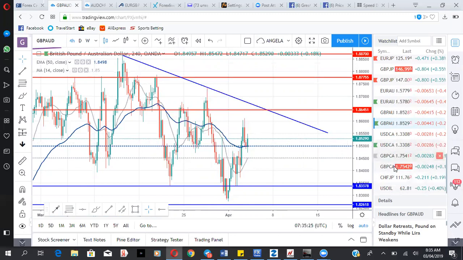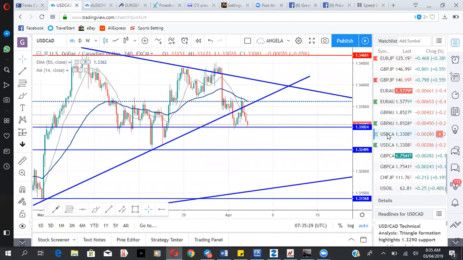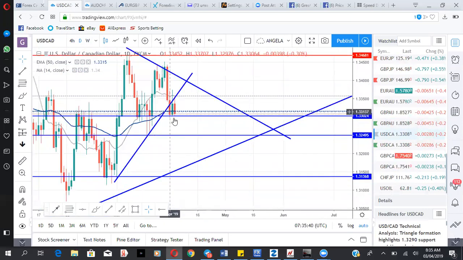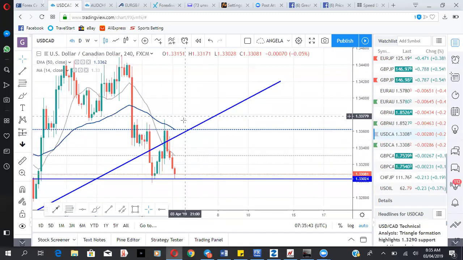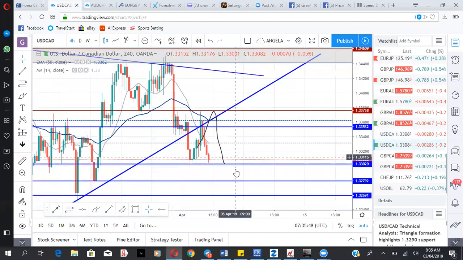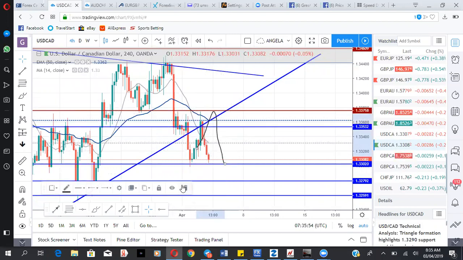So the next pair we'll be looking at is the USDCAD. The USDCAD broke this trend line, and I think it went to do a retest yesterday. It retested this trend line and got rejected from it. I said yesterday price will move into this area, and if it gets rejected, it's coming back down.